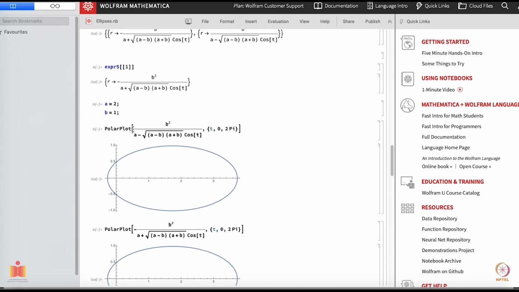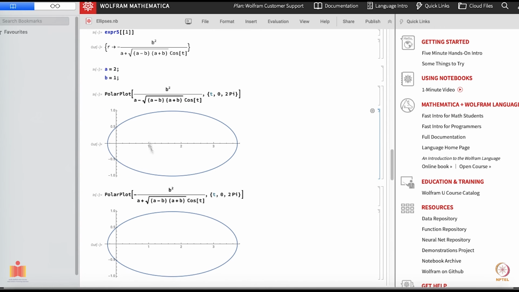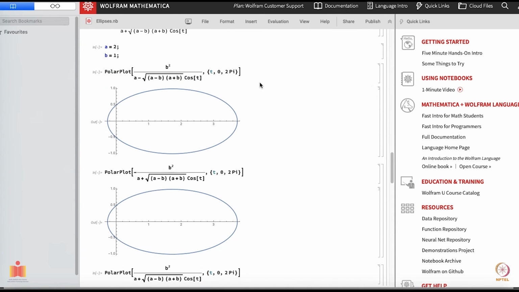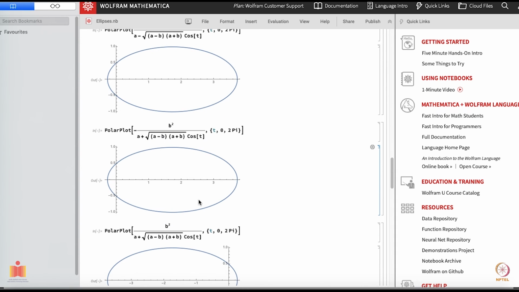And I do a polar plot, which I was talking about last time. Okay, I've just taken this piece and put it in here, and I vary theta from 0 to 2 pi, and that's what you get. Next, I have taken this piece, the second one, the second r, and plotted it here. You see, you have a minus sign here, and then this is the second piece. It gives you the same ellipse as I said.